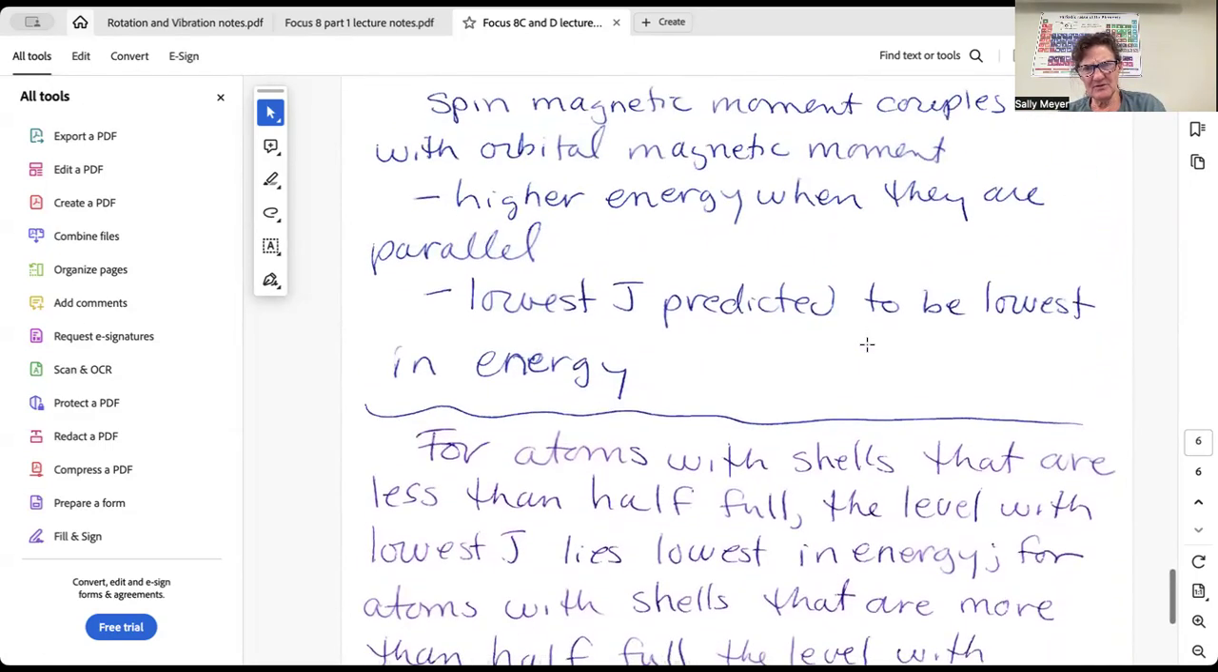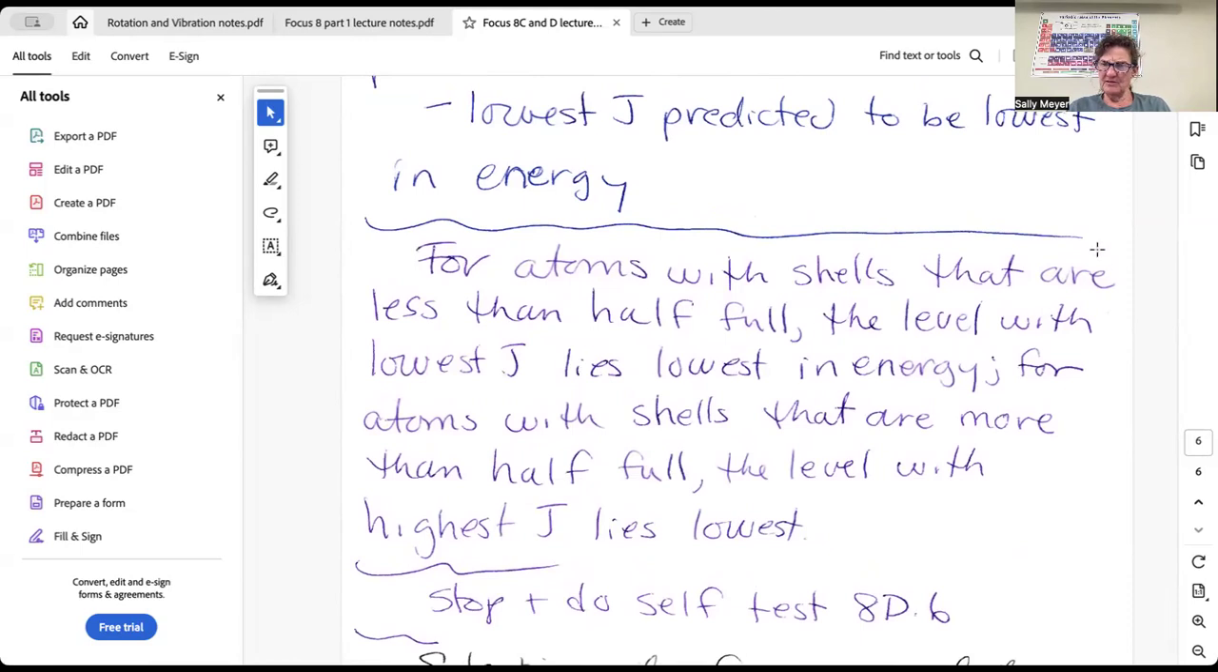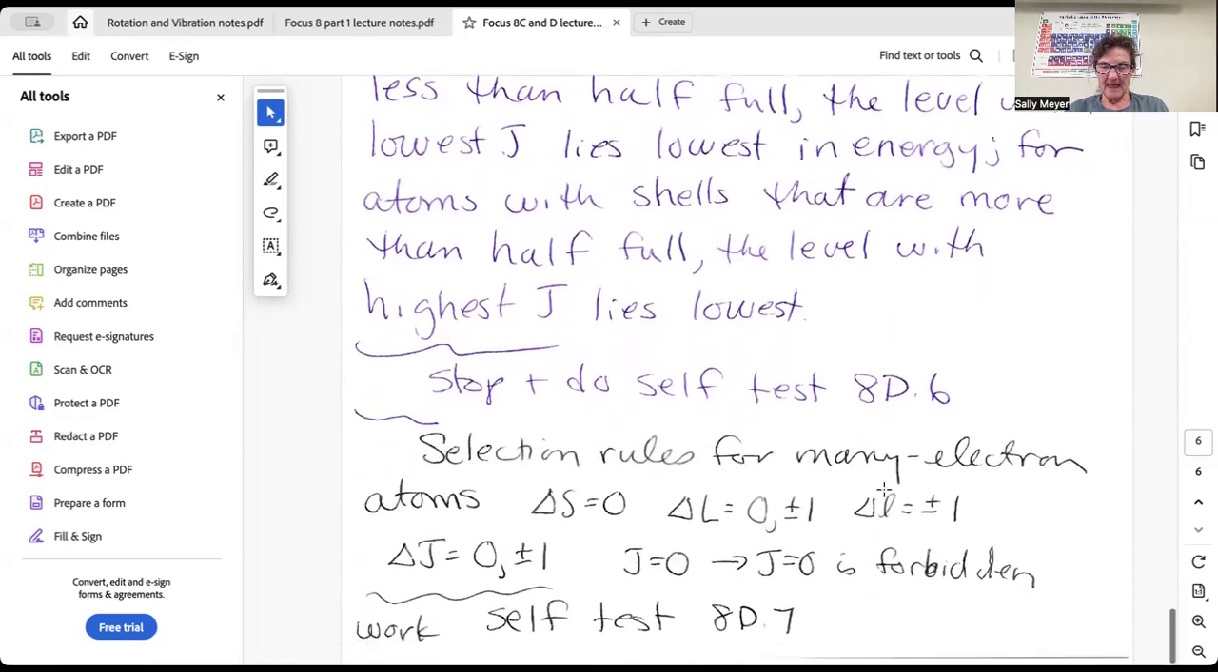I don't even know why they give you this one, because the true generalization is this purple text, which says, for atoms with shells that are less than half full, the level with the lowest J lies lowest in energy. For atoms with shells that are more than half full, the level with the highest J lies lowest. So they don't give you any information on where this comes from, but that would be your general rule if you're trying to figure out which of your terms is representing the lowest energy or the highest energy. So stop and do self-test 3D.6, where I think you do some term symbols yourself.